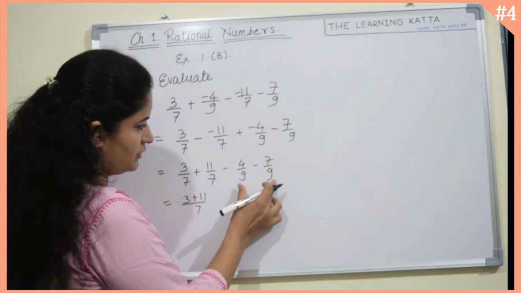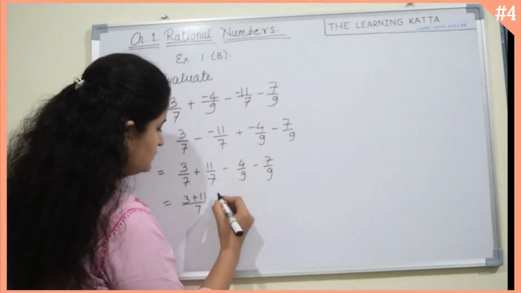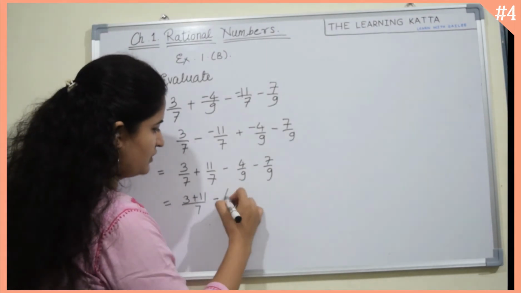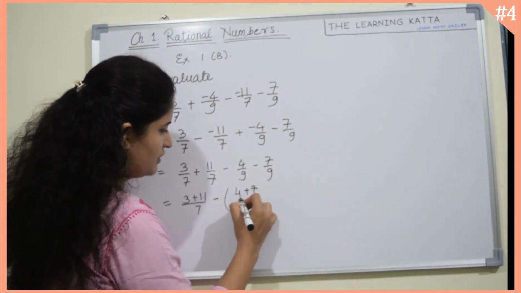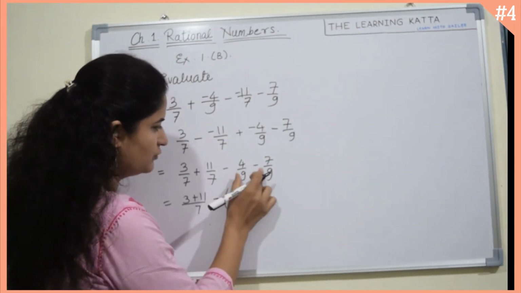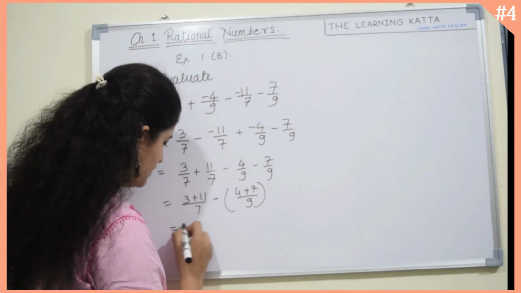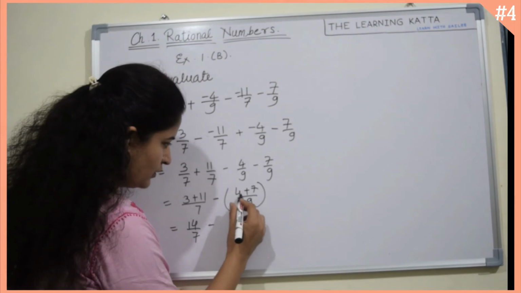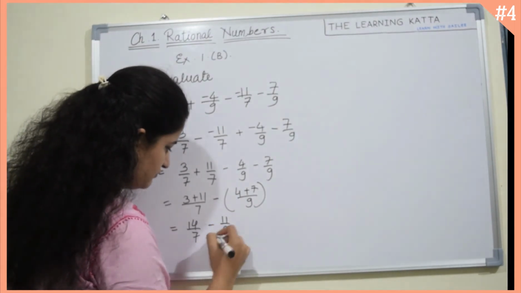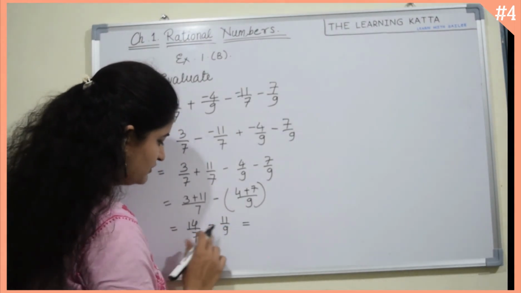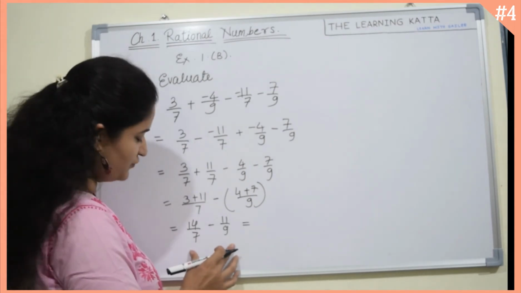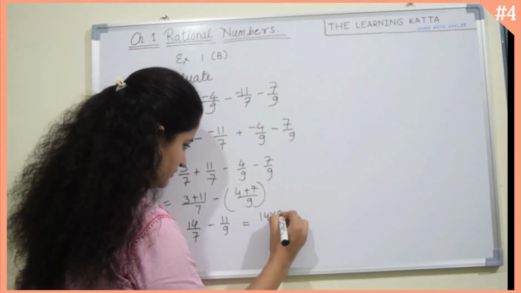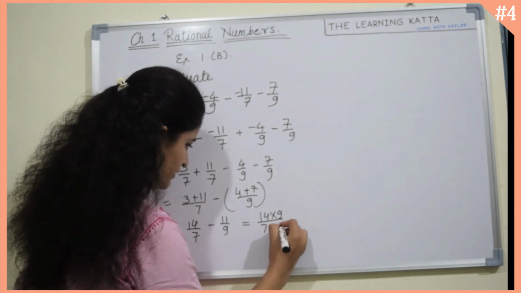Now here, when we are adding this, let's just take the minus sign outside. So it becomes 4 plus 7 upon 9. I have taken both the minus sign common outside. So it becomes 14 upon 7 minus 11 upon 9. Now we can solve this. What is the LCM of 7 and 9? 63. So 14 multiplied by 9, 7 multiplied by 9.